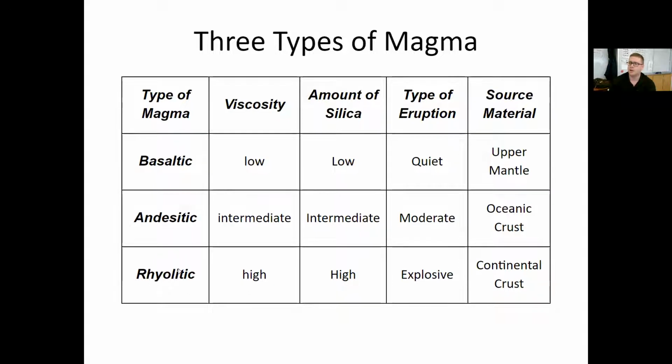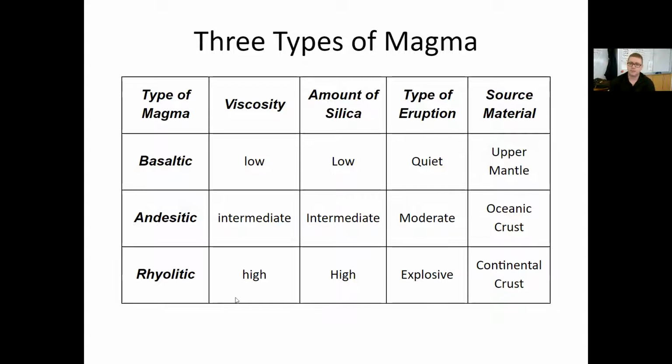Rhyolitic magma has the highest viscosity. It's moving slowest. Since this has a high viscosity, it's not moving very quickly. It's going to take a lot of effort for it to erupt out of the volcano. That's why the eruptions from this are highly explosive. These are composite mountains primarily. And the source material for rhyolitic magma is our continental crust.